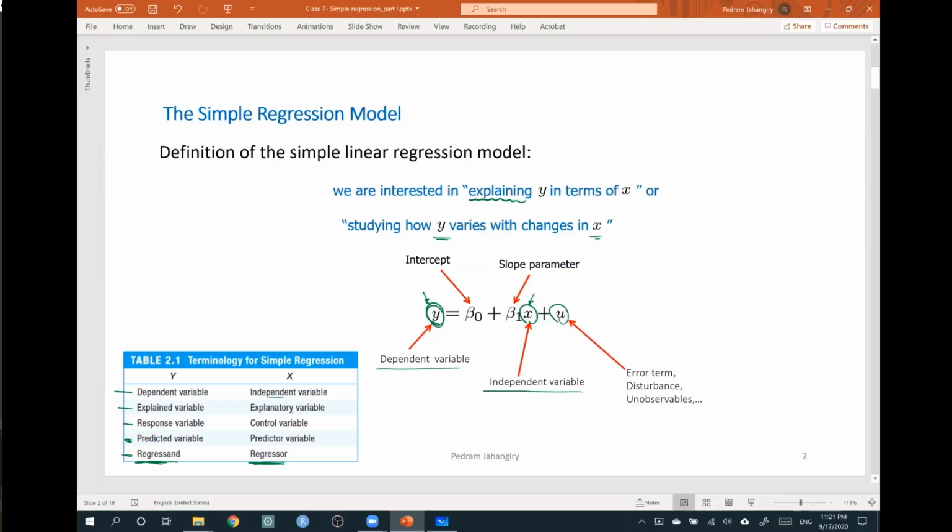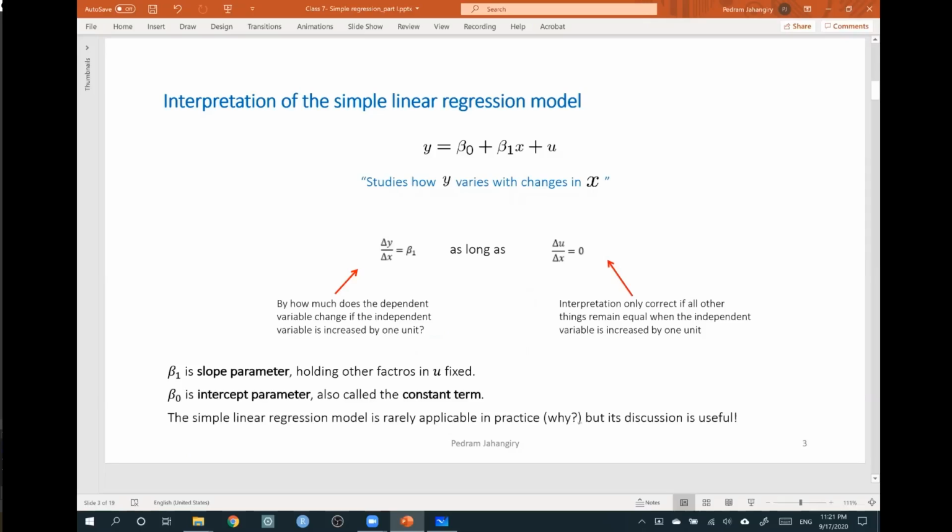And then we have multiple names for u as well. We call it error term, disturbance, unobservables, etc. But I think the most common one is unobservable, so this u stands for unobservable. All right, so this is the basic terminology in an econometric model, and then let's move on.